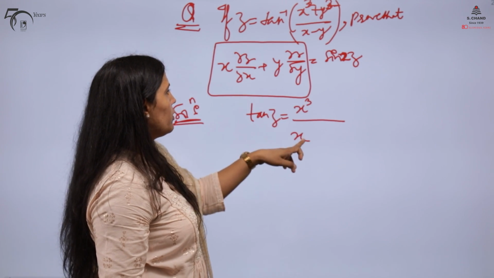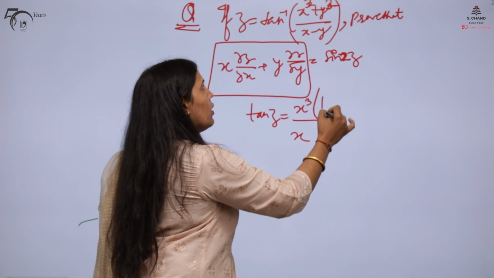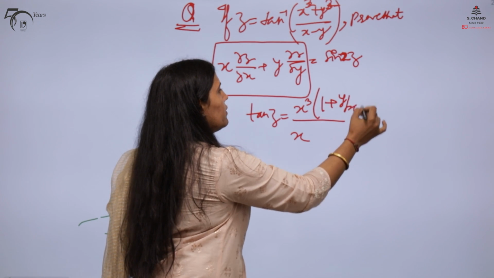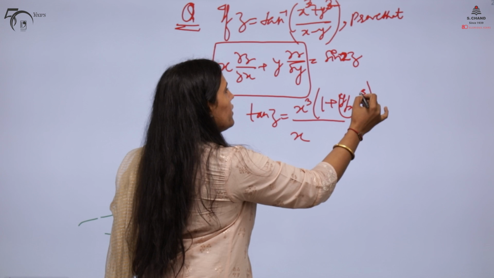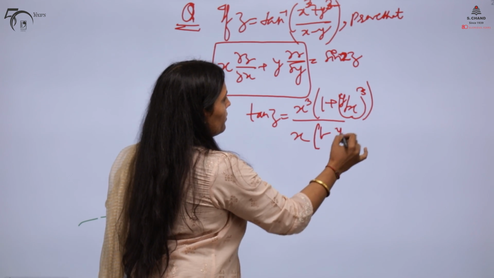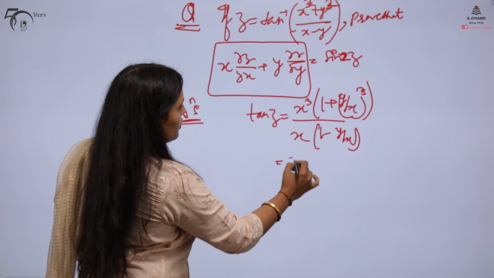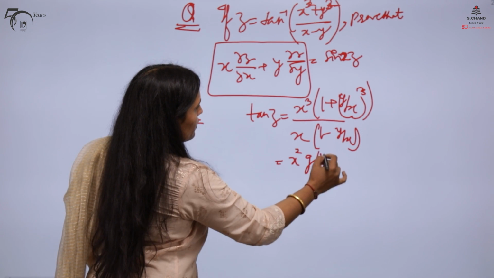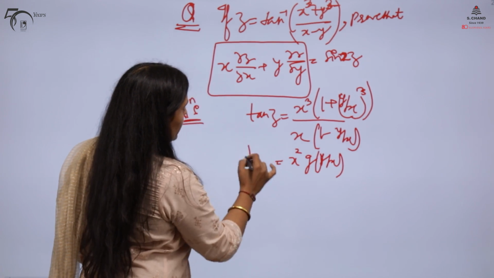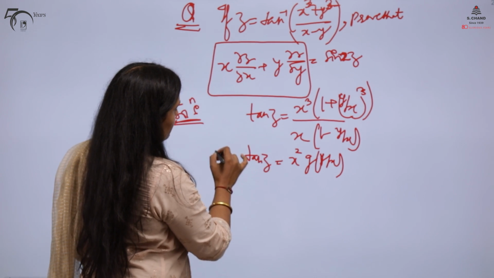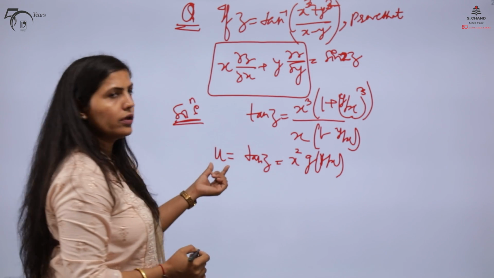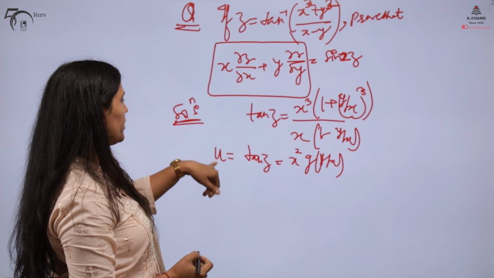So take out x cube from the numerator as common, and from the denominator take out x common, the highest power you can say. So 1 minus this. So this is a homogeneous function of degree 2 in tan z. This time it is z, so you will be letting it as u. It hardly makes a difference. So this time the variable is u.